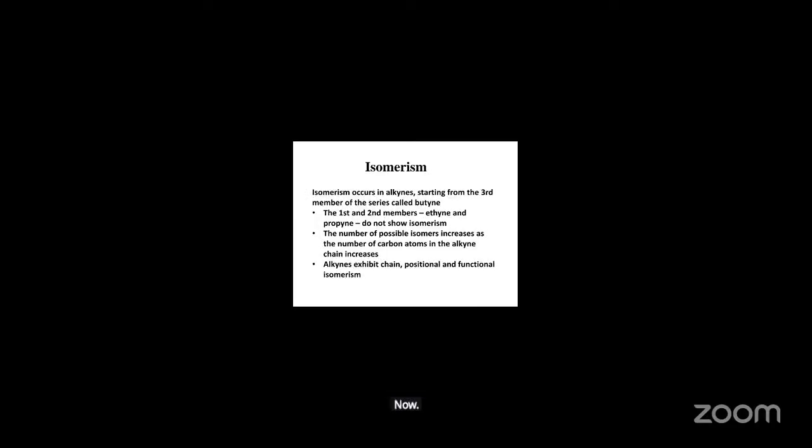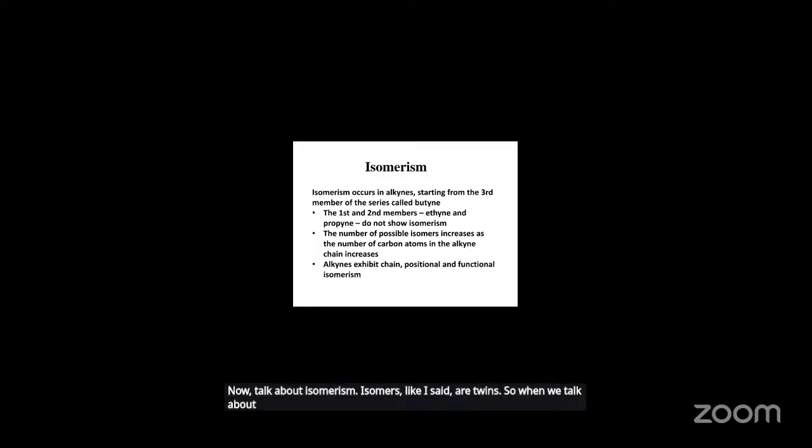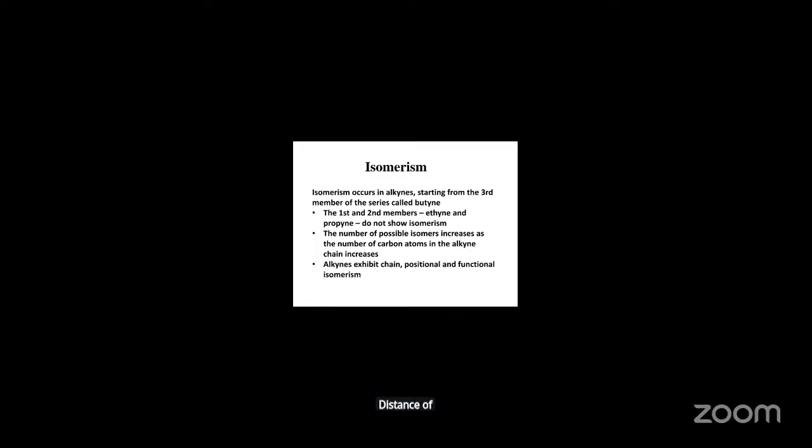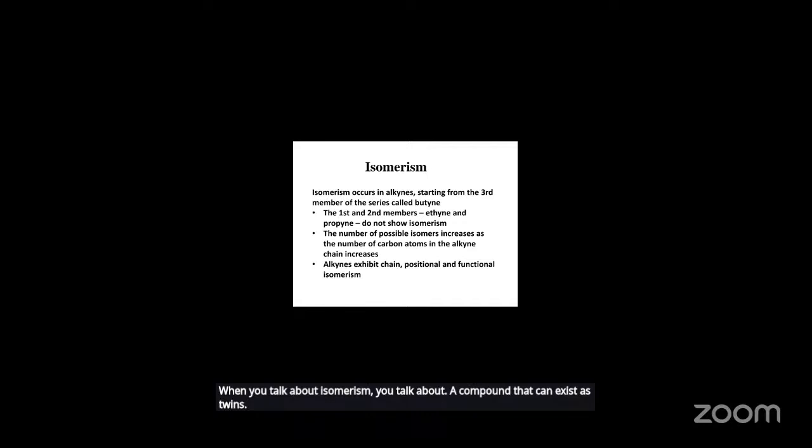Now we'll talk about isomerism. Isomers, like I said, are twins. So when you talk about isomerism, you talk about a compound that can exist as twins. In alkynes, isomerism can start from the third member. Remember, the first member is ethyne, the second member is propyne. Then the third member is butyne. So for me to have isomerism, it can only start from butyne.